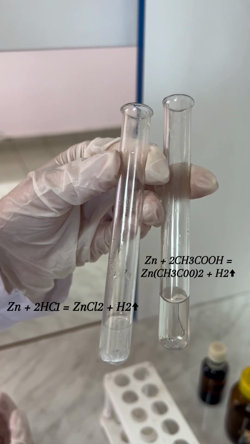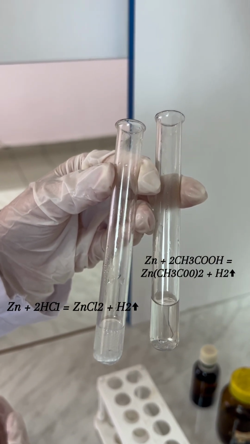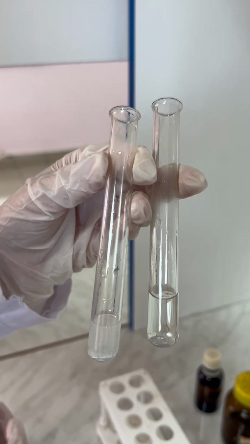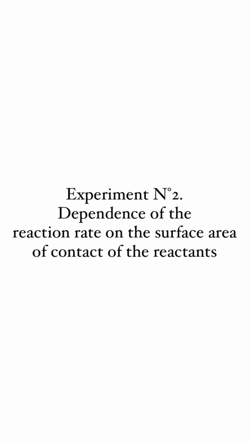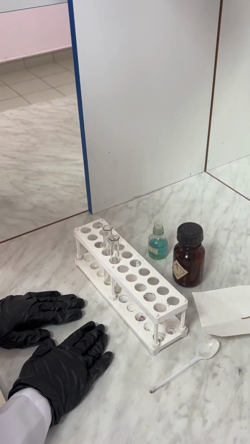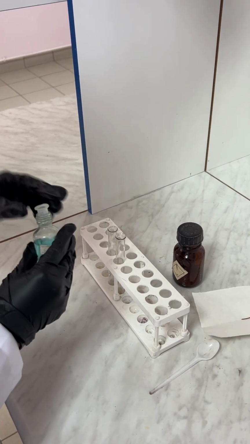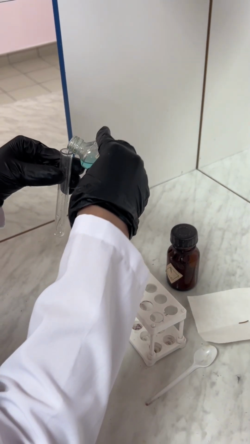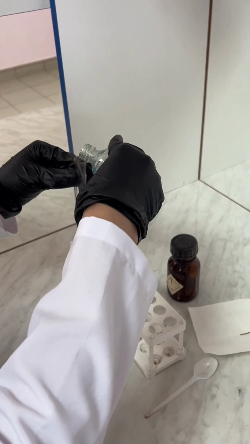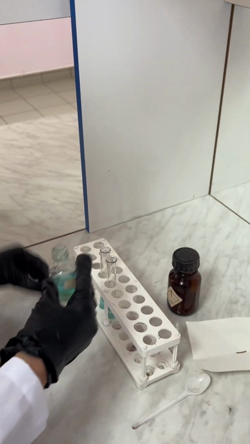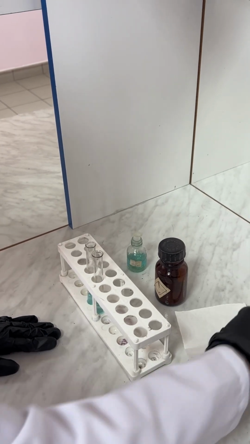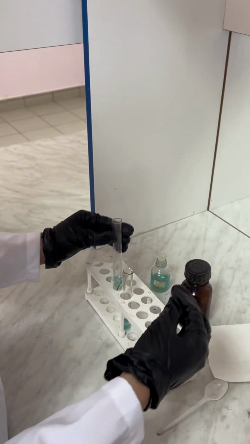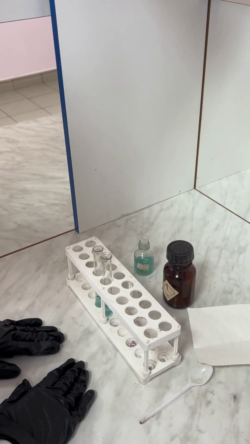In the test tube with acetic acid, hydrogen gas is released at a low rate. This can be explained by the fact that acetic acid has less acidic properties compared to hydrochloric acid. Experiment number 2, dependence of the reaction rate on the surface area of contact of the reactants. Pour approximately 2 ml of copper sulfate solution into 2 test tubes. At the same time, place a piece of iron wire in one test tube and iron powder in the second test tube.